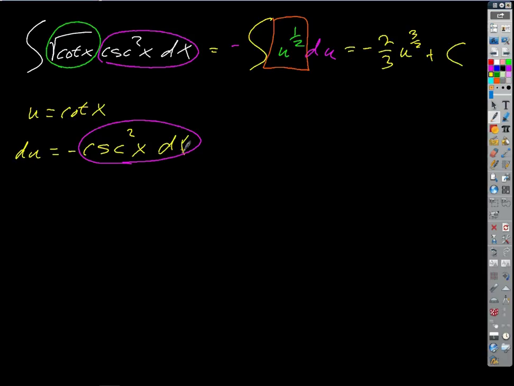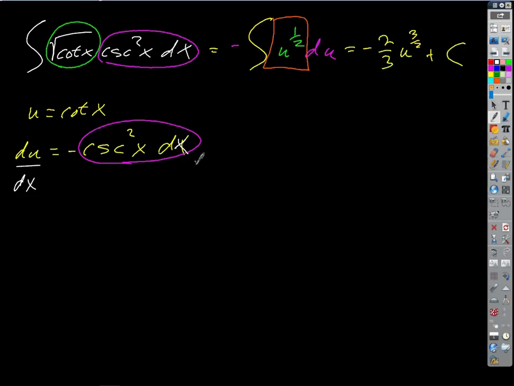Okay. And why the dx? Because it's in differential form, right? Because if I differentiate both sides with respect to x, look what would happen. I would get du dx equals negative cosecant squared x, right? But then when we want to write it in differential form, we need to multiply both sides by dx to put the dx over here, right? That's one way to think about it.